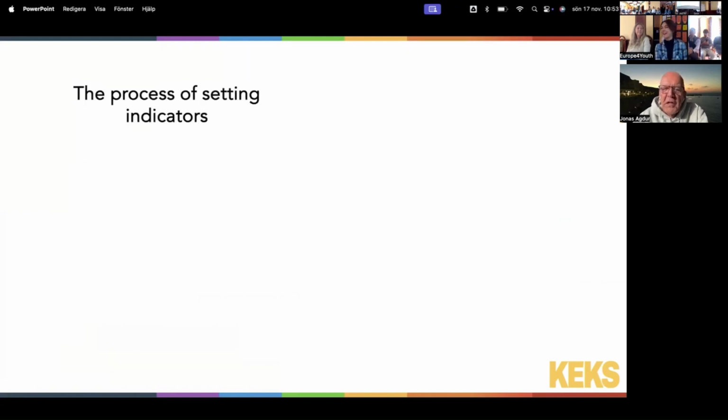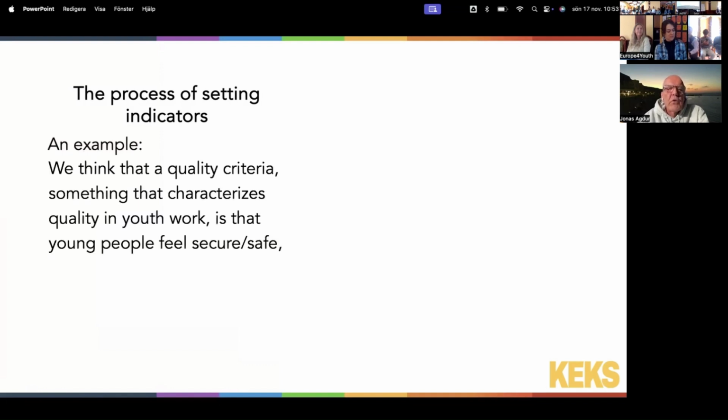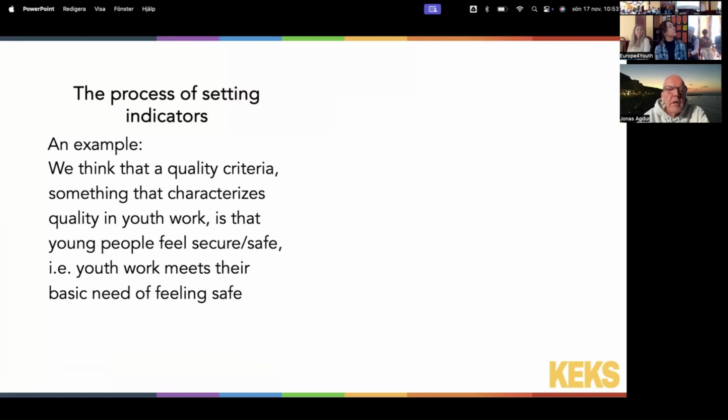So the process then of setting indicators, because this is of course a kind of process. An example. We think that quality criteria, something that characterizes quality in youth work, is that young people feel secure or safe. I would say that this is quite obvious. You don't take part in youth work if you don't feel safe. But what does this actually mean? How could we create quality criteria in relation to this idea, so to speak? That is to say, youth work meets their basic needs of feeling safe. What would indicate, be a sign of that?